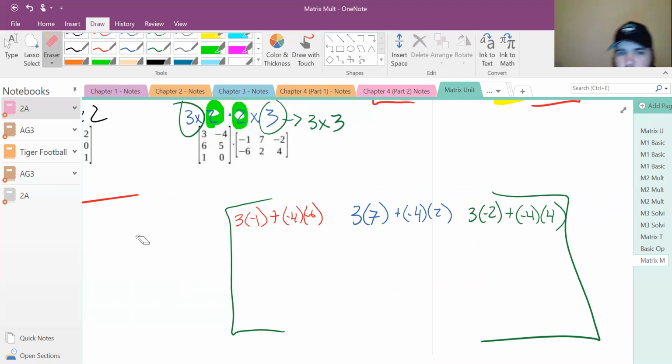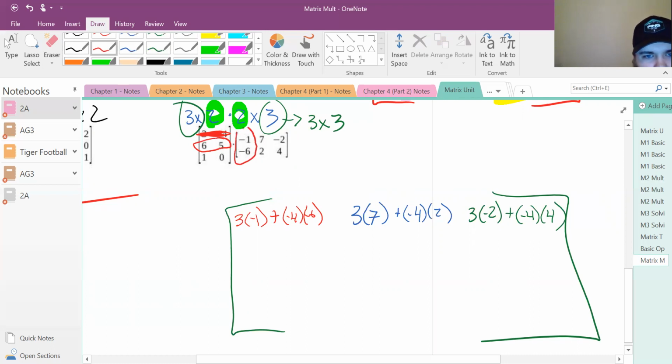Okay, now let's go down to our second row. We're done with the first row. So now let's go to my second row times my first column. It's the same process. So we have 6 times -1 plus 5 times -6.